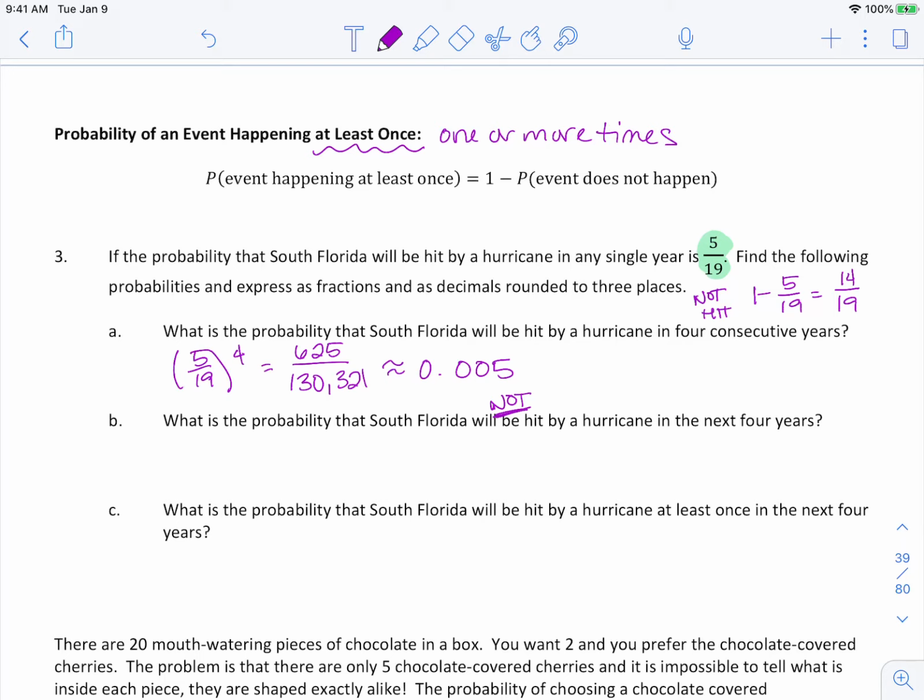Okay, so if the probability of not being hit is 14 out of 19, then we're going to raise that to the 4th, which gives us 38,416 divided by 130,321, which this is about 0.295.